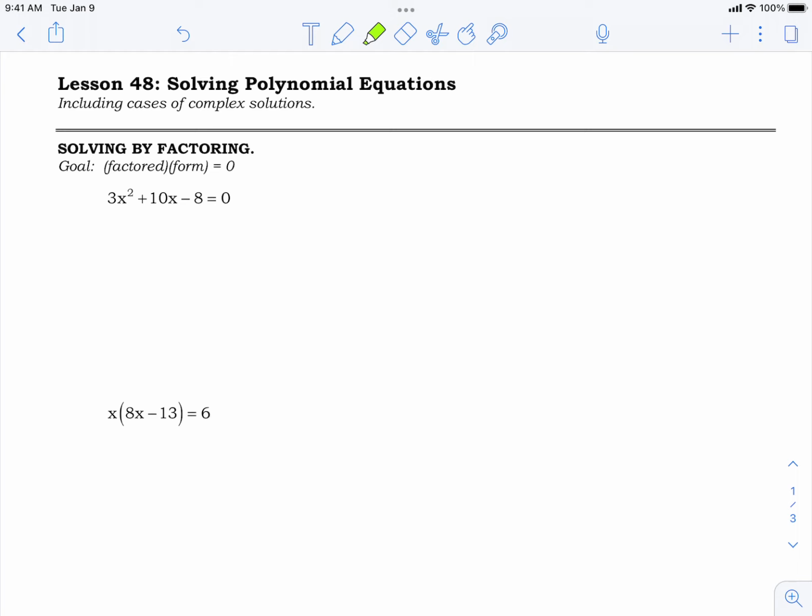We learned a little bit about complex numbers in the last lesson. And now we're going to put all that information together, all the information from the beginning of the term really, to actually solve some equations. Now notice this byline here. It says, including cases of complex solutions. That's why we were looking at complex numbers.